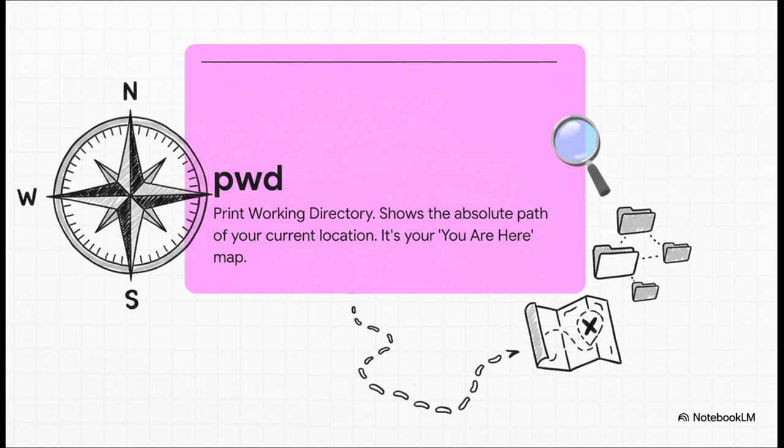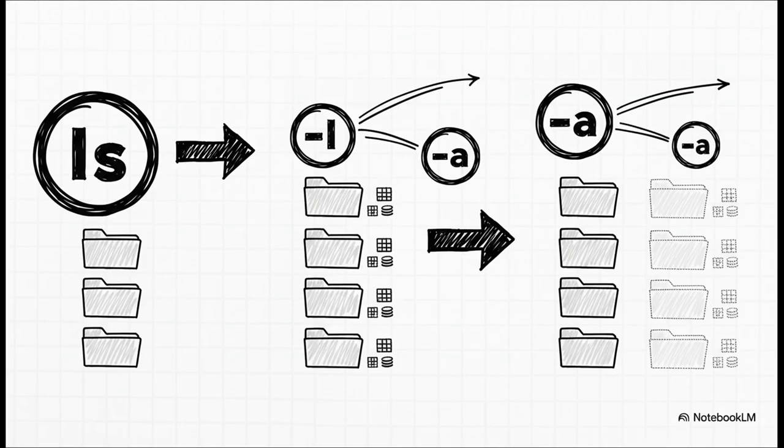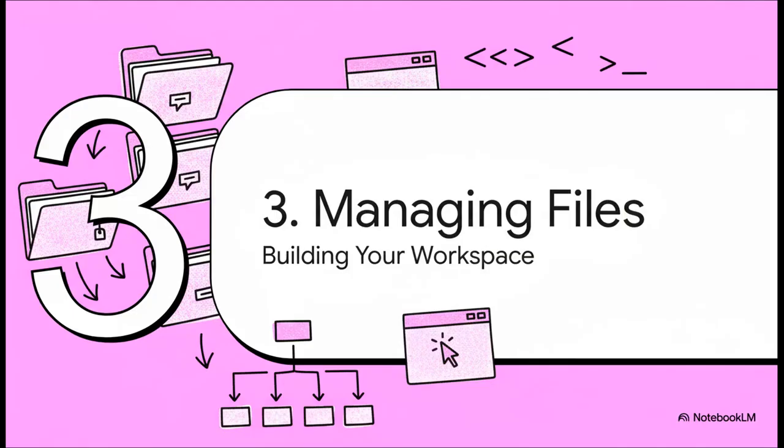Super simple, super important. So, you know where you are. Now what's around you? For that, you use ls. It literally just lists all the files and folders in your current spot. It's like turning on the lights in a room to see what's inside. But ls on its own is a little basic. It doesn't show you everything. That's where you can give it superpowers with what we call flags. For instance, ls -l gives you a long list with all the juicy details, permissions, file size, you name it. ls -a shows you all the files, even the hidden ones. And the real pro move? You just combine them. ls -la. Now you're seeing everything.